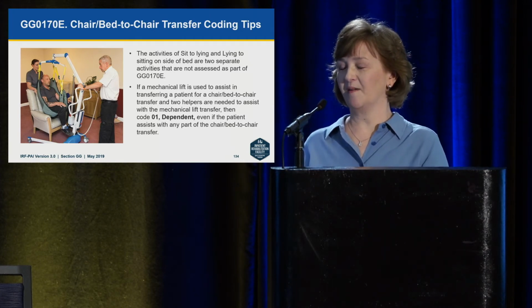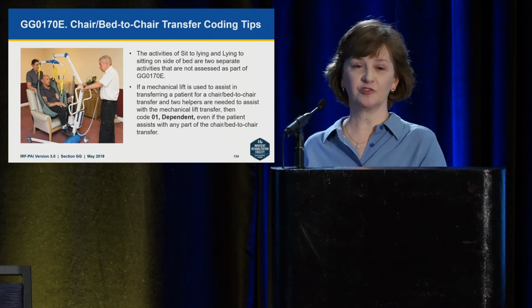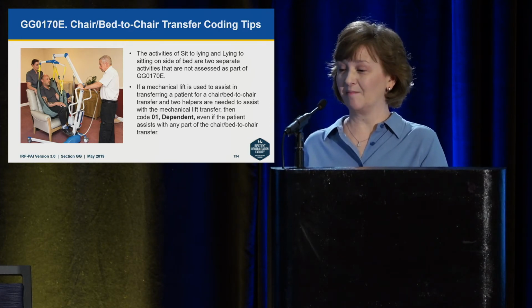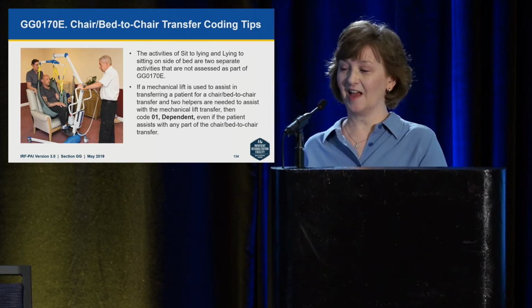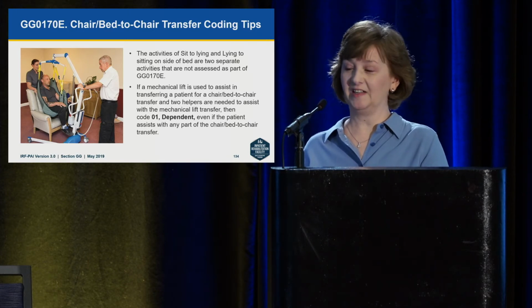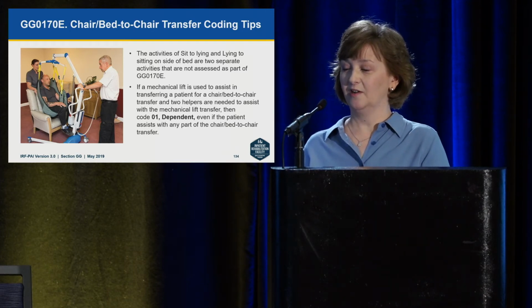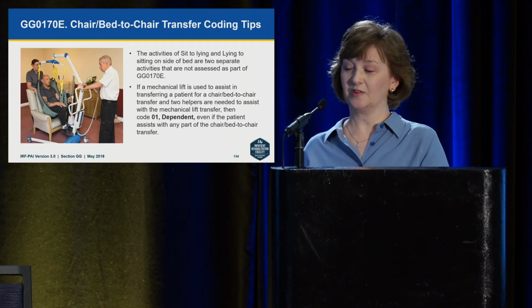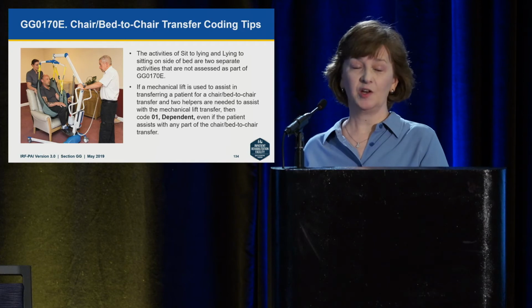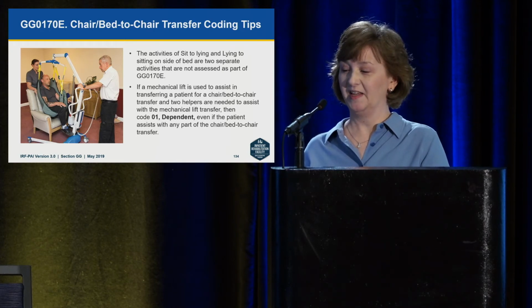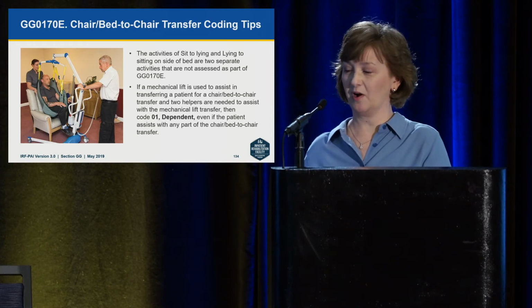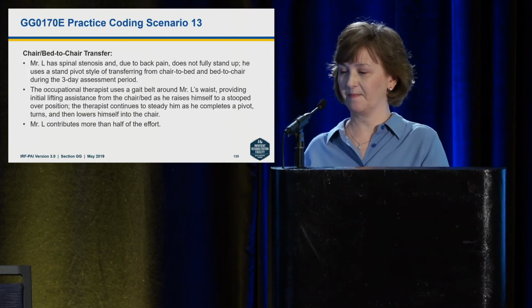So here are coding tips for bed chair transfer, and these are in the training manual. The activities of sit to lying and lying to sitting on side of bed are 2 separate activities and are not assessed as part of GG0170E. If a mechanical lift is used to transfer a patient from a bed chair transfer with 2 helpers needed to assist with the mechanical lift transfer, then you would code level 1, dependent, even if the patient assists with part of the bed chair transfer.